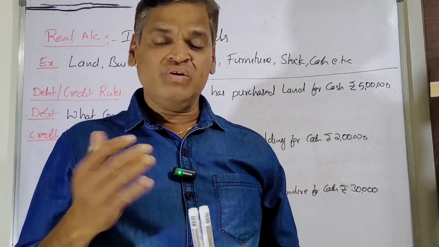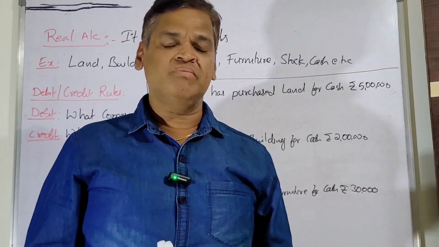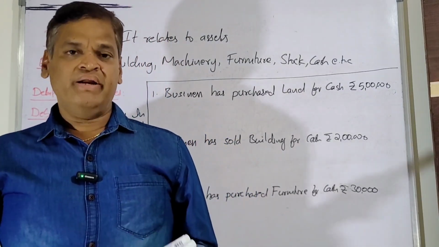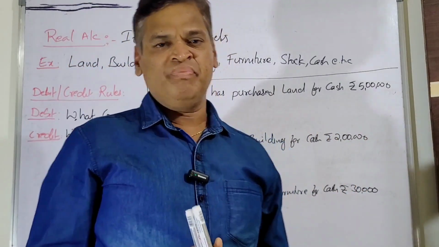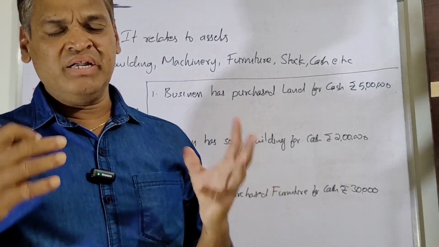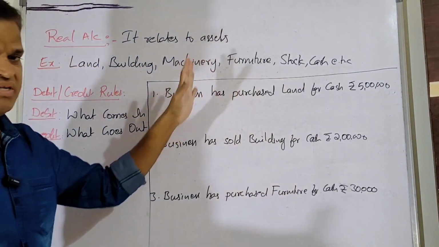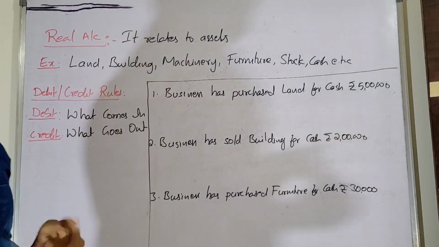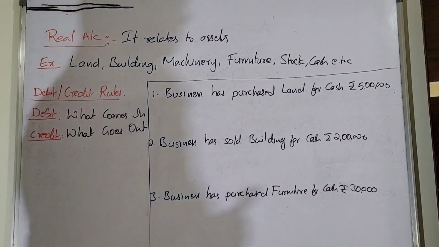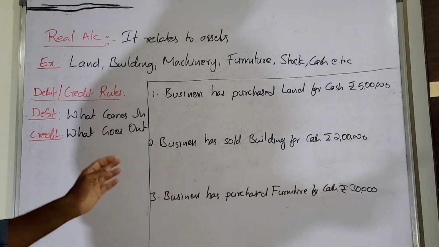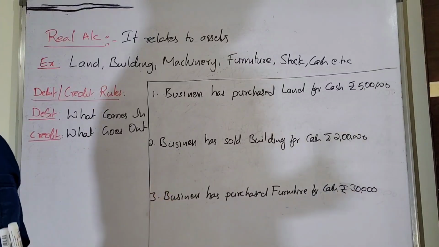What next is intangible assets. What are the intangible assets? Goodwill, copyrights, trademarks, like that. Those are the intangible assets, right? Whether it is a tangible asset or an intangible asset, the same formulas and the same debit credit rules are there, right? Now we'll see the debit credit rules. These debit credit rules are also called golden rules of real account, right?